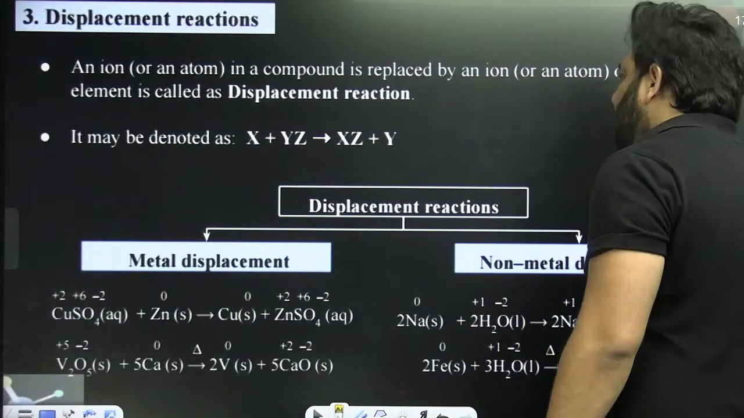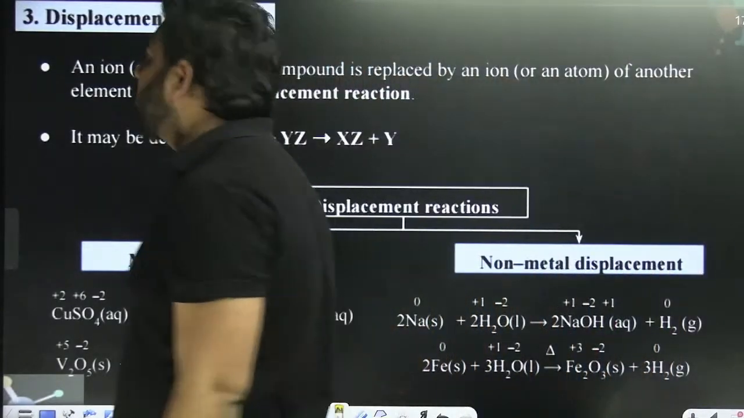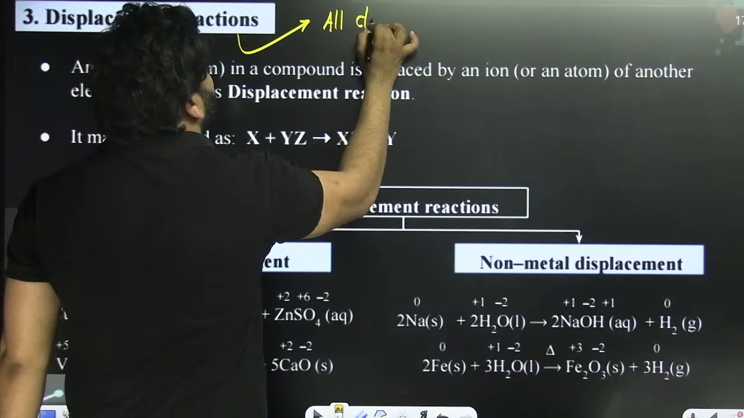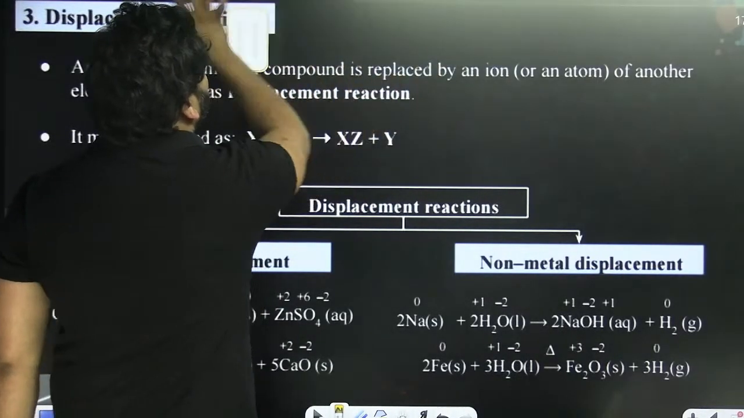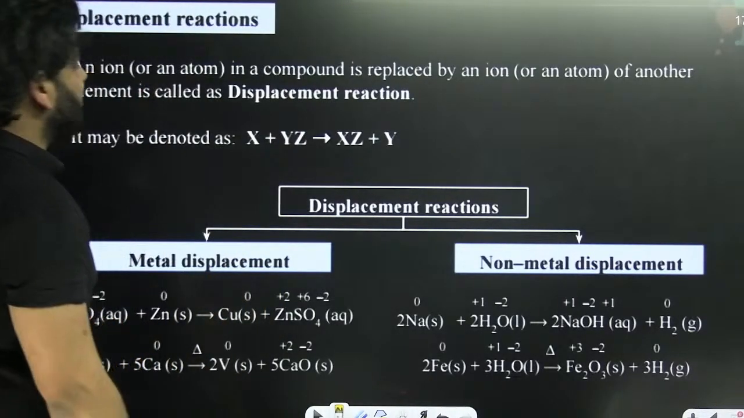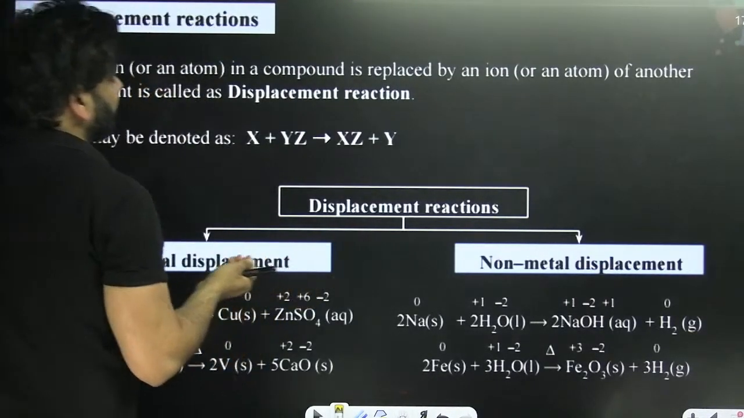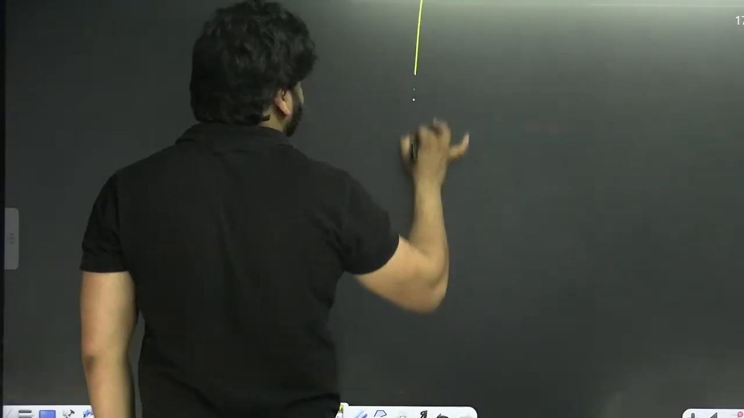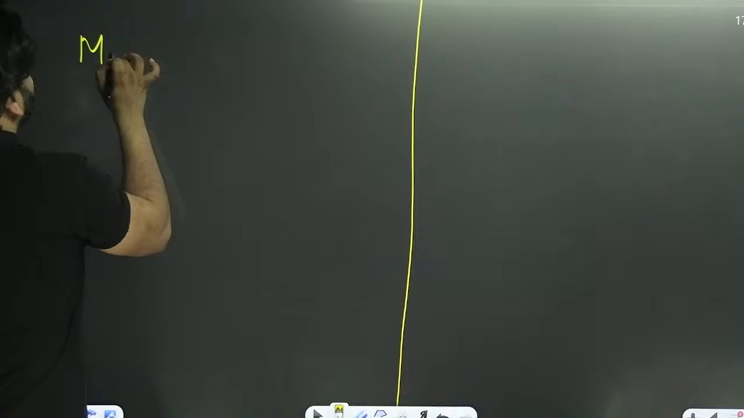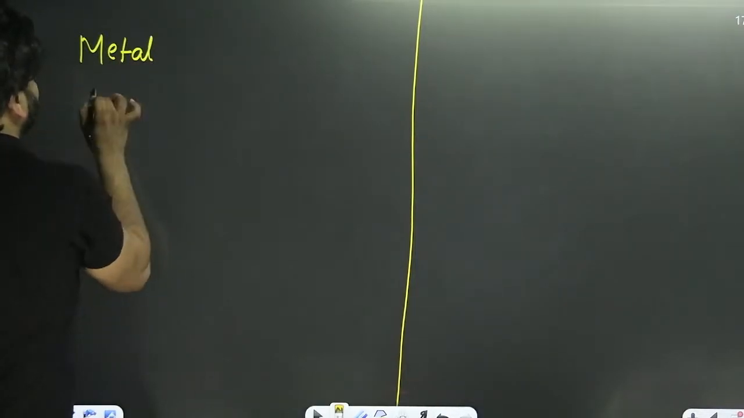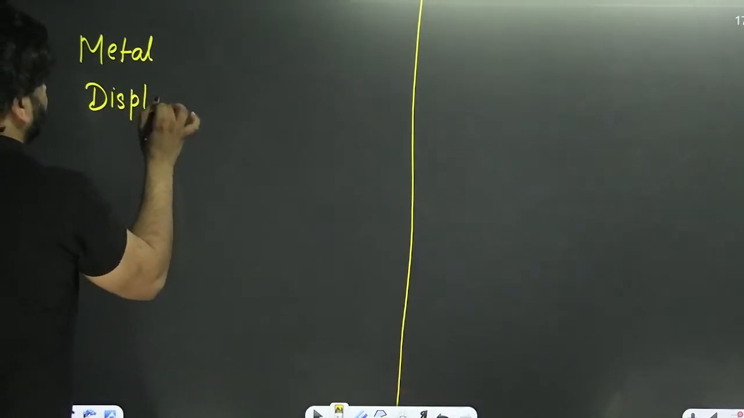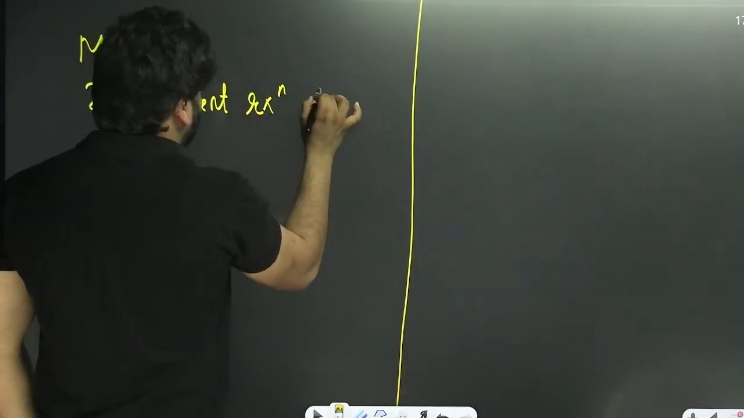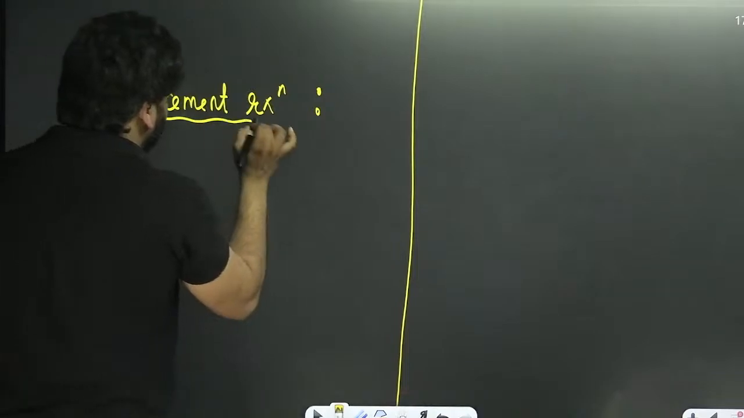So guys, third reaction is called the displacement reaction. In a displacement reaction, one element is displacing another element, and it could be of two types. One of them is called the metal displacement reaction.